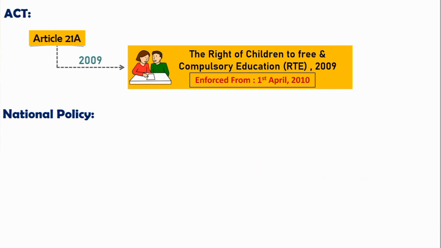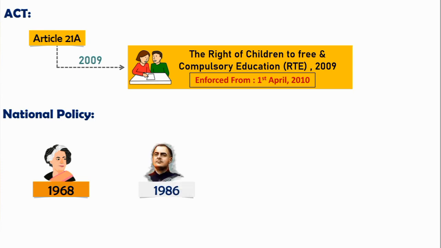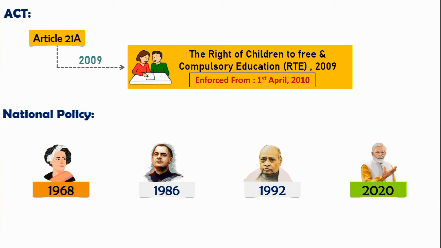For the very first time, it was launched in the year 1968 under Prime Ministership of Indira Gandhi. Second time, its modified version was launched in the year 1986 under Prime Ministership of Rajiv Gandhi. Third time, another modification of 1986 policy was launched in the year 1992 under Prime Ministership of P.V. Narasimha Rao. And fourth time, National Policy on Education was launched in the year 2020 under Prime Ministership of Narendra Modi, which is the most recent one.